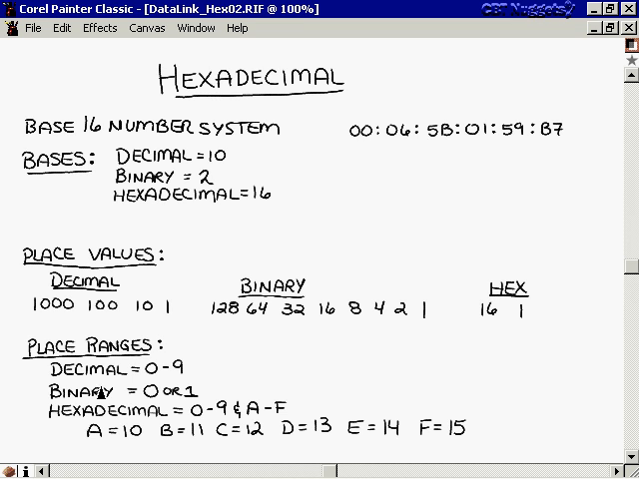Within the binary numbering system, the range is pretty easy. It's a 0 or a 1. And again, a 1 is representative of turning the value on, and a 0 is turning it off. So you have a 0 or 1 here, 0 or 1 here, 0 or 1 here, and that continues down the line.